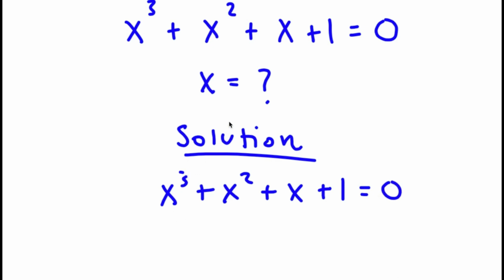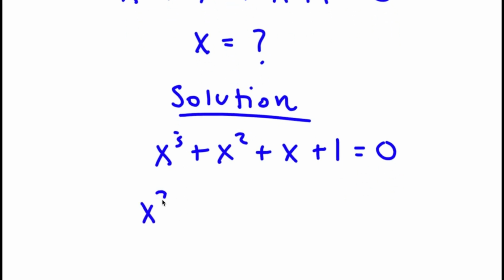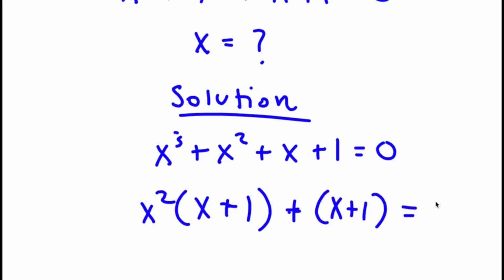So now, from x to the power of 3 plus x to the power of 2, I'm actually going to factor out x to the power of 2. So now I have x to the power of 2 times, well, x to the power of 3 divided by x to the power of 2 is simply just x, plus x to the power of 2 divided by x to the power of 2 is 1. So I have x to the power of 2 times x plus 1, plus simply all I'm left with is x plus 1. So this is equal to 0.